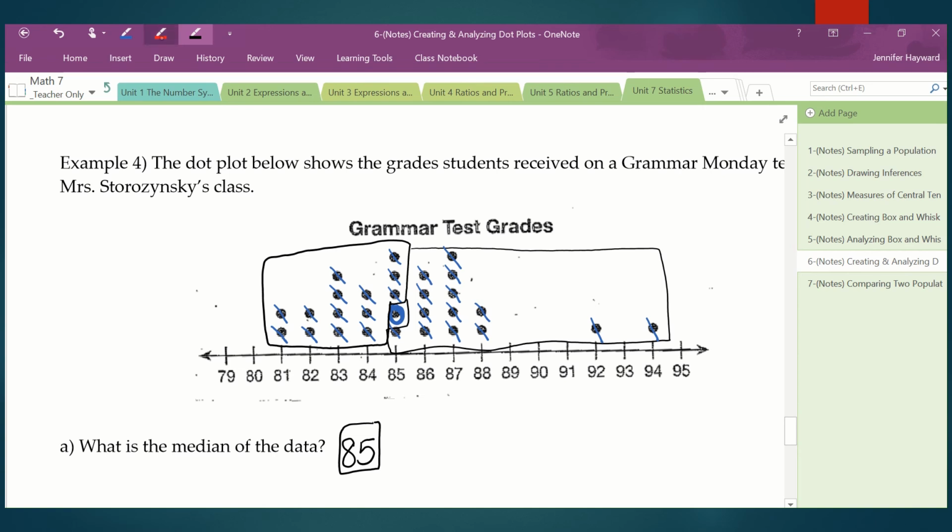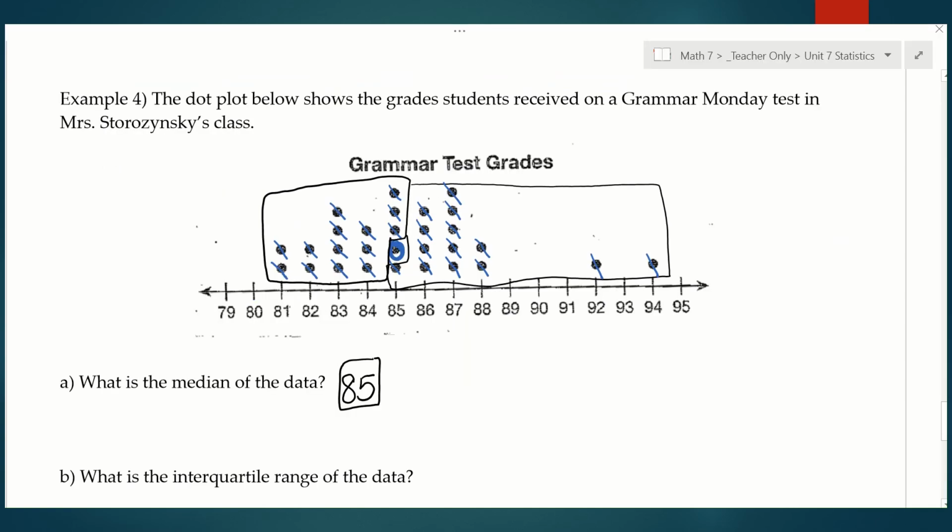So in order to find our interquartile range, we're going to have to find our first and third quartiles. So we're looking for the middle of our first half. So again, I'll be quiet so you guys can try it at home. Okay, so for the first half of the data, I'm getting that there's 2 points in the middle, both of them being 83, so I know my first quartile is 83.